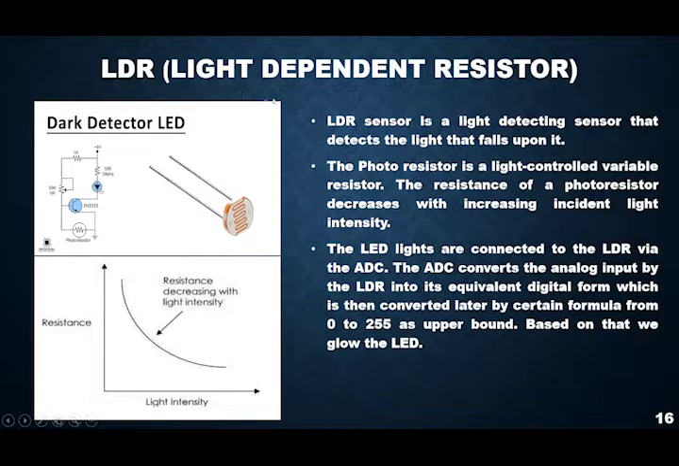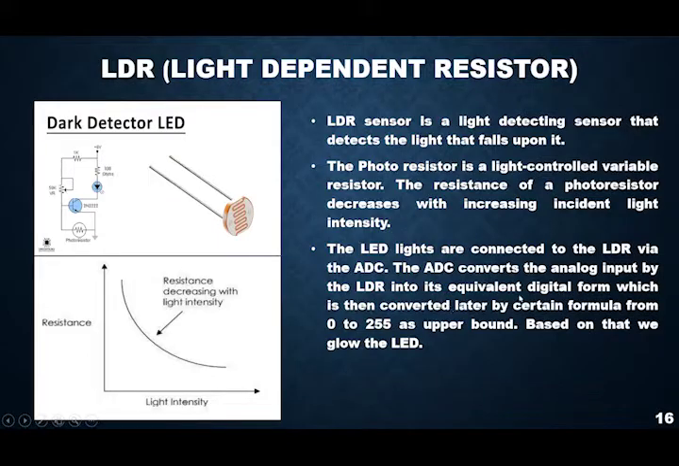LDR is a light dependent resistor, a light detecting sensor that detects the light that falls upon it. The photoresistor is a light controlled variable resistor. The resistance of a photoresistor decreases with increasing incident light intensity. So when light falls on the surface, the resistance of the photoresistor decreases. The LED lights are connected to the LDR via the ADC. So this LDR is connected to the LED or the garden lights via an analog to digital converter.